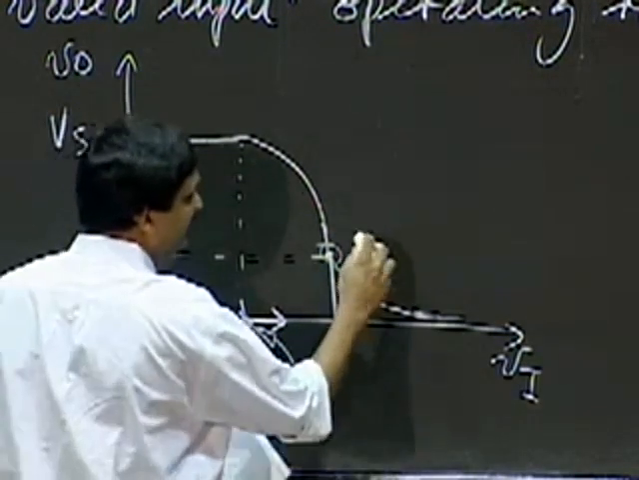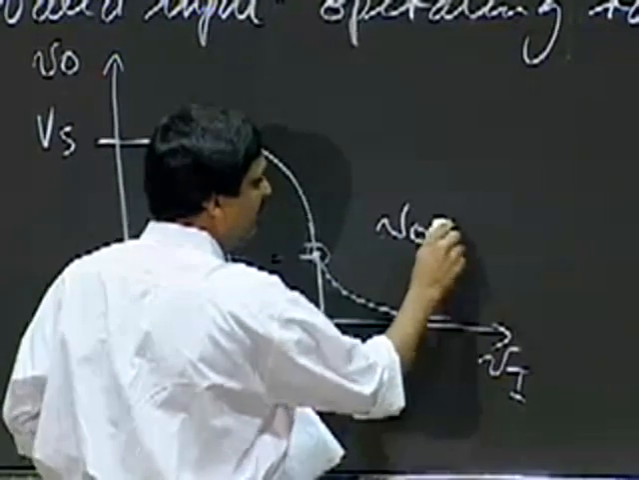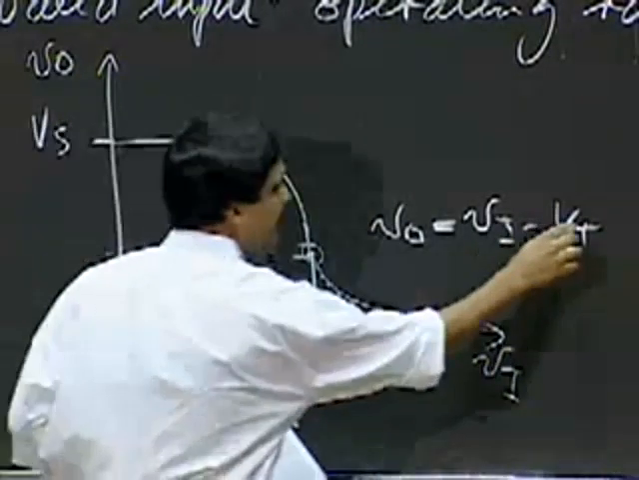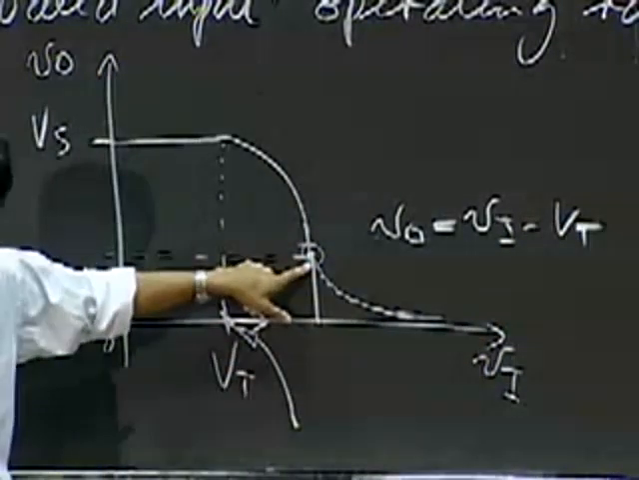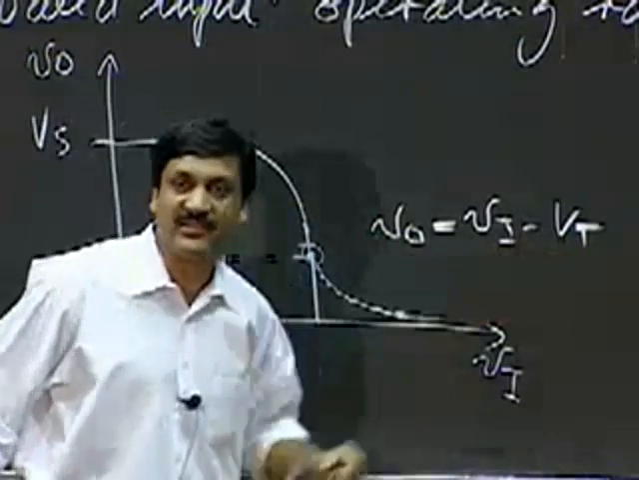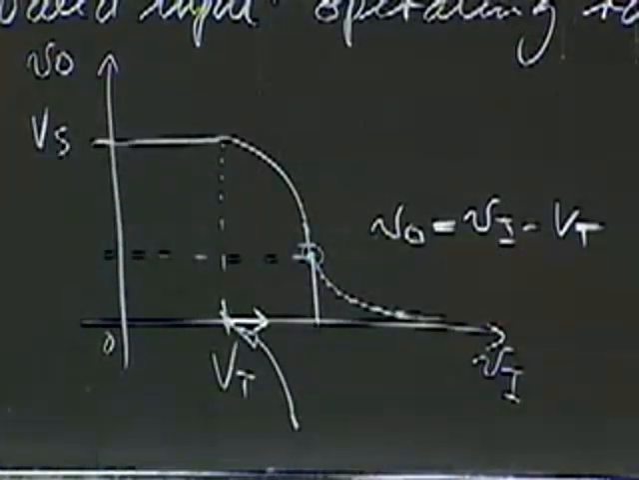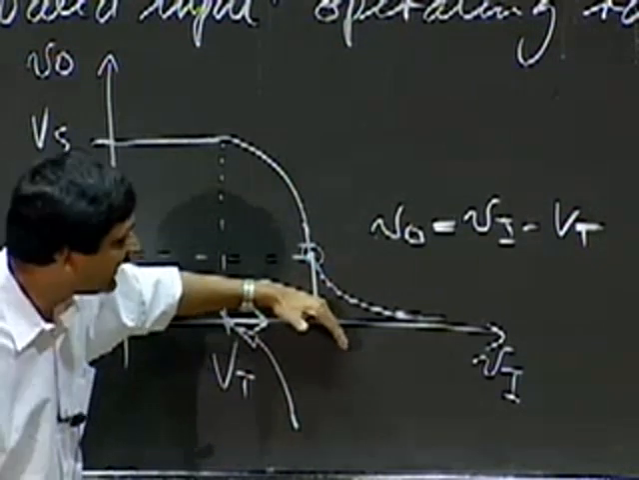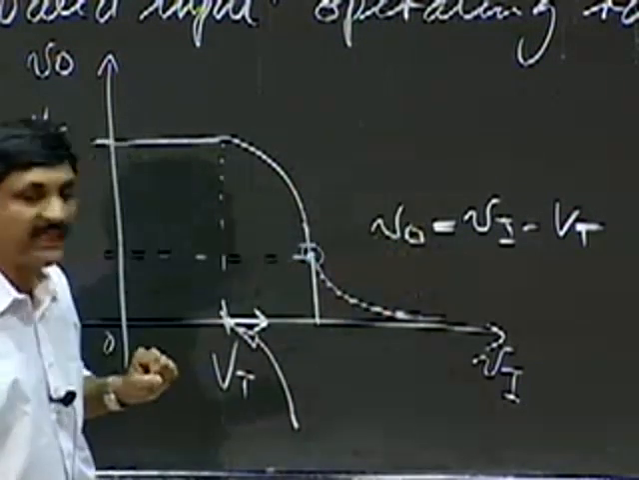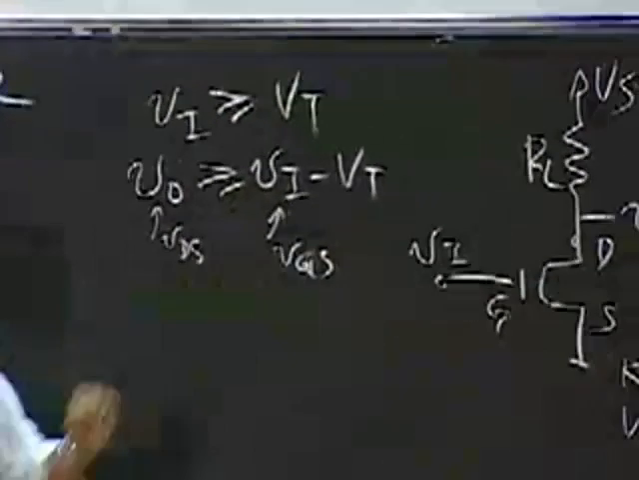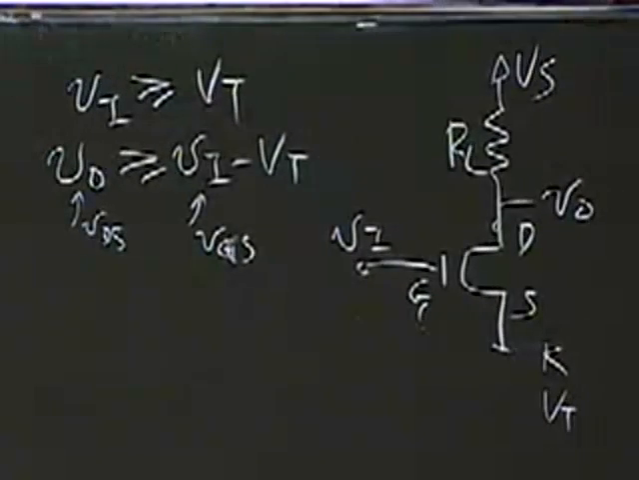So at this point, the following is true: V naught is equal to Vi minus Vt. At that point, the output voltage is equal to the input minus Vt. And if the output goes lower, then it will violate this equation here. It's no longer greater than that number. So how do we find out what this point is?